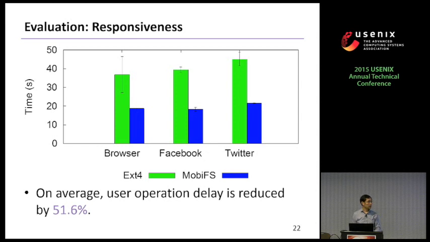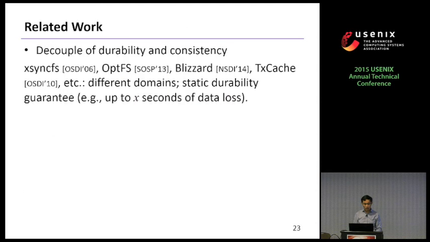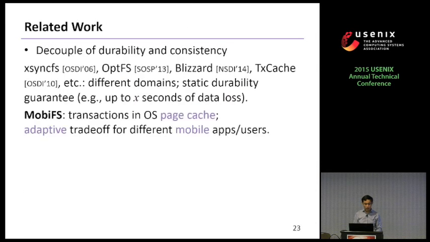Okay, and this figure shows the time spent on a script to operate these apps, and the average user operation delay is reduced by 51.6%.